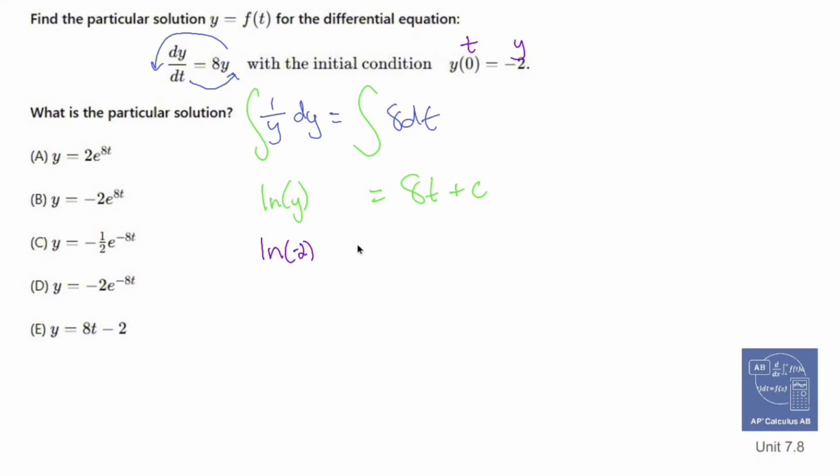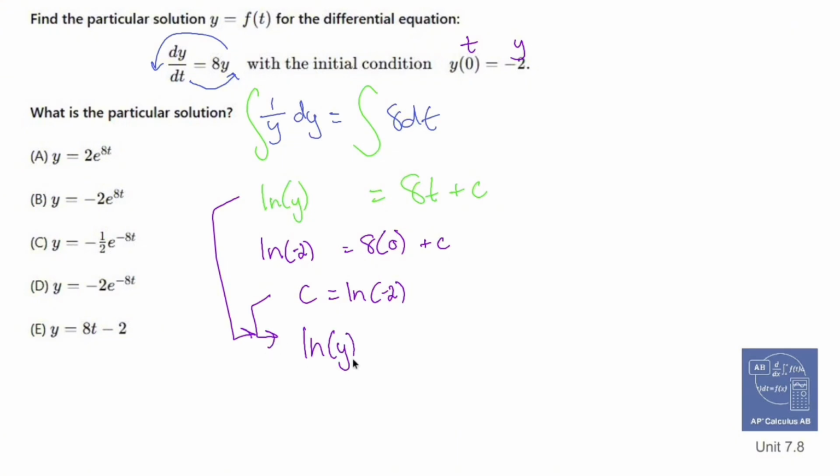ln of negative 2 is equal to 8 times 0 plus c, thus giving us c equals ln of negative 2. So let's put those together to get ln of y equals 8t plus ln of negative 2. Now I know what you're thinking, that ln of negative 2, scary stuff, don't lose sleep over it, trust me on that one. So let's solve for y, and we'll do that by subtracting ln of negative 2 from both sides.